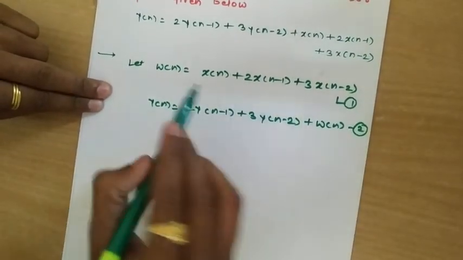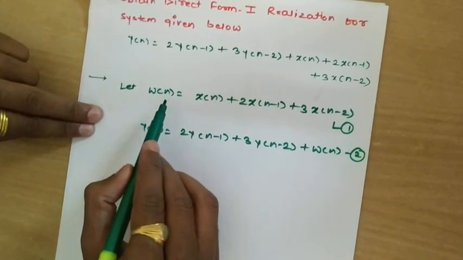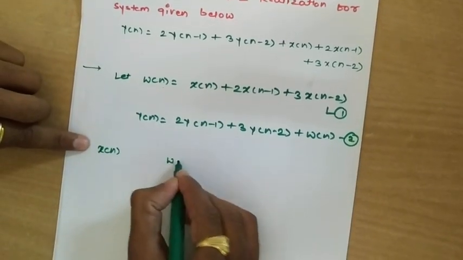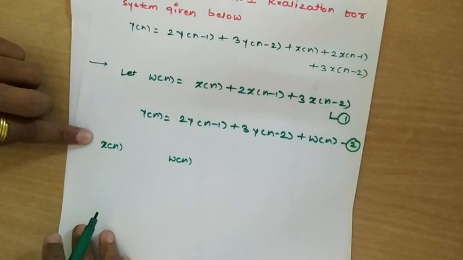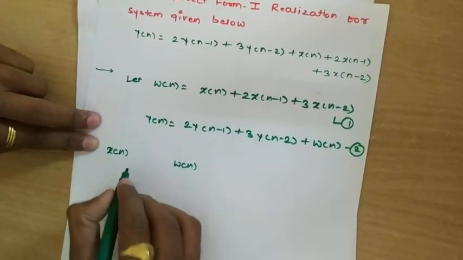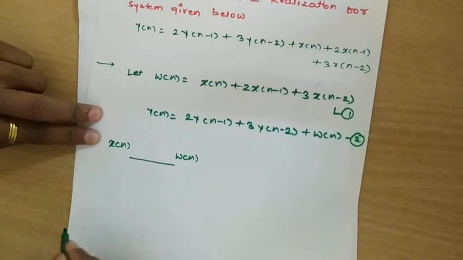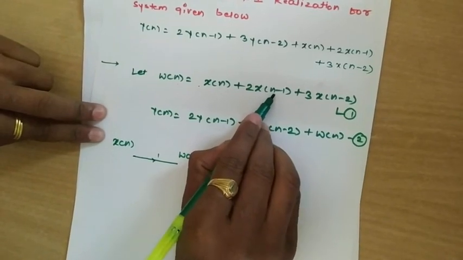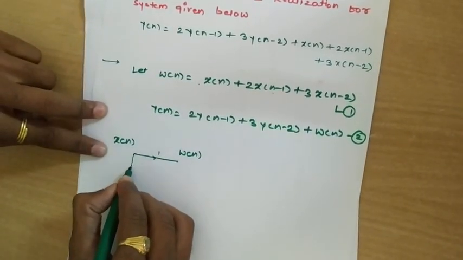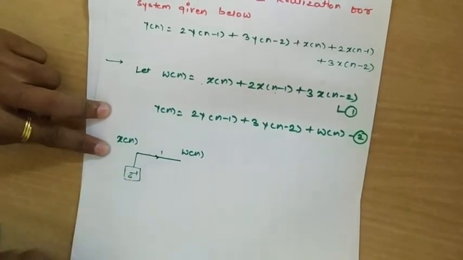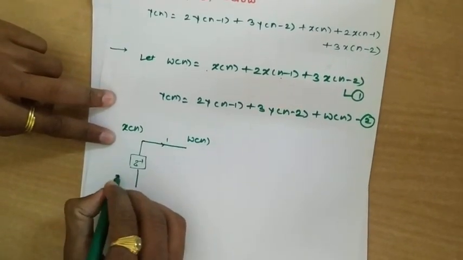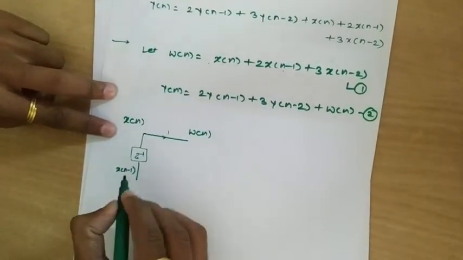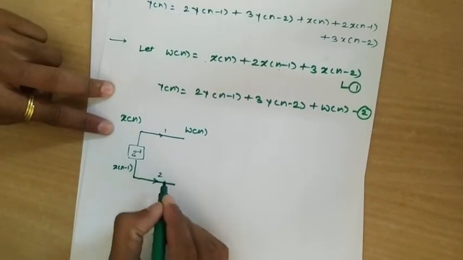As far as equation number 1 is considered, again x of n is input, w of n is output. So remember every time, to the left we'll write the input terms, and here we'll write the output terms. So x of n with w of n. First w of n is equal to x of n, so we'll extend the same line, and it is multiplied with 1 because here the coefficient is 1. Next we need x of n minus 1, so we'll add a delay element from here only. This is z inverse. Now the output of the delay element becomes x of n minus 1. Now this x of n minus 1 is multiplied with 2, so this coefficient is 2.